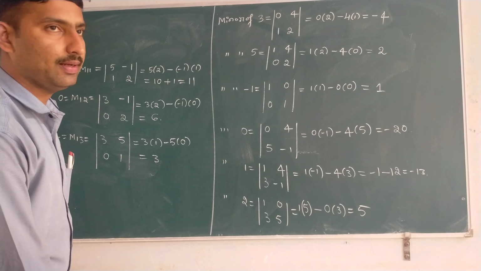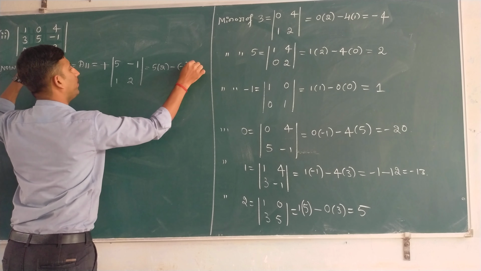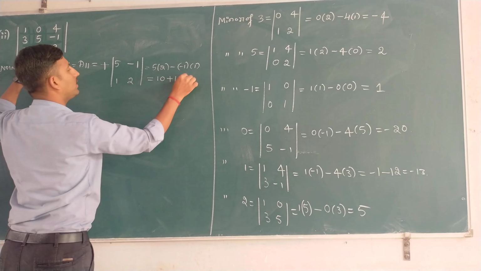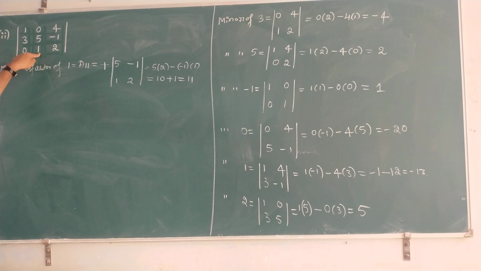Cofactor of 1 is equal to A11, the position is plus. You eliminate the row and column, leaving 5 minus 1, 1 and 2. What are the elements? 5 into 2 minus of minus 1 into 1. It is equal to 10 minus of minus 1, which is plus 1, equal to 11.